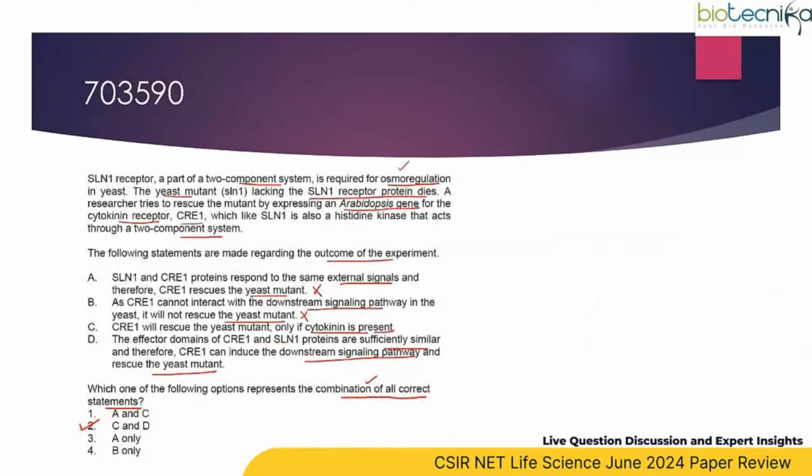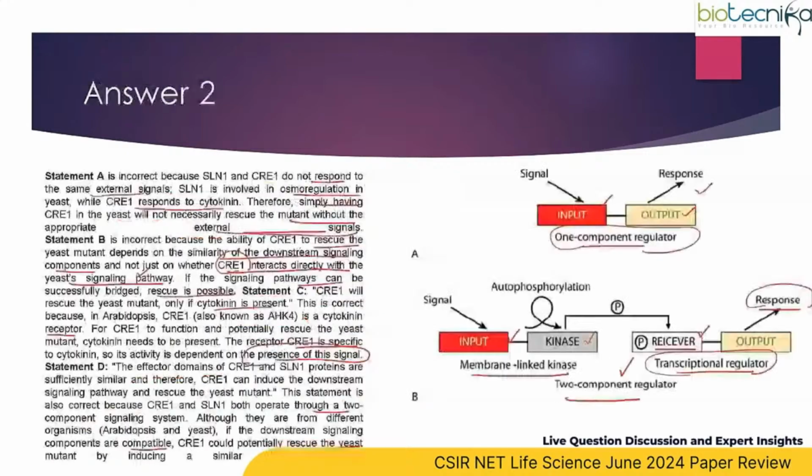If you know the intricacies of how the signaling occurs, all the information is given in the question. You just need to apply whatever is written. It is an analytical type of question. You don't have to memorize or learn anything. Just understand the question and you can easily get to the right answer. So the right answer is option C and D, that is option 2. Statements C and D are correct. That was the question from signaling.